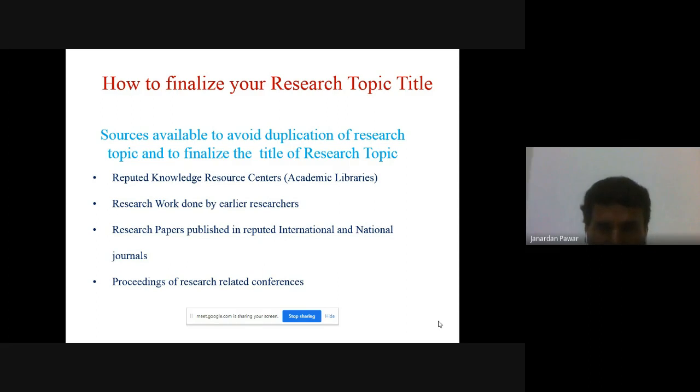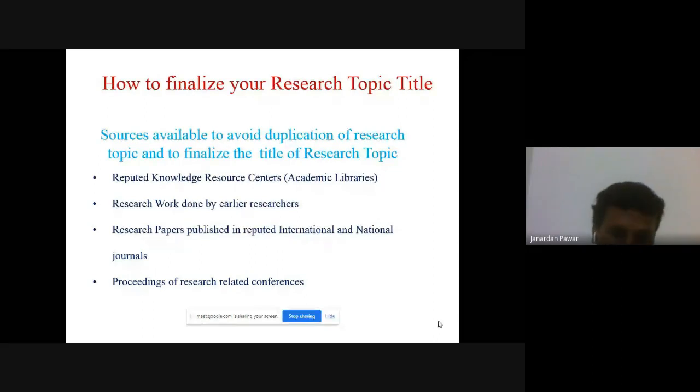It was very difficult 10 or 15 or 20 years ago, but now it is very simple. With one click, you can easily identify this. So what are the sources? The sources are reputed knowledge resource centers. This is the new name for libraries in terms of UGC. Reputed knowledge resource centers are academic libraries where theses and dissertations are kept. From those you can also understand.